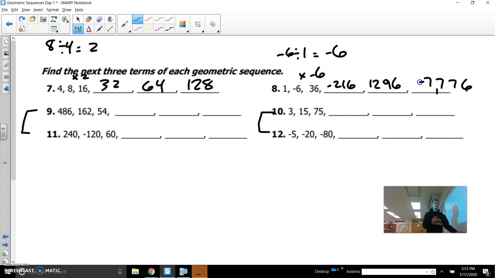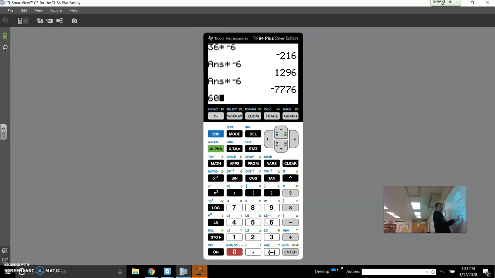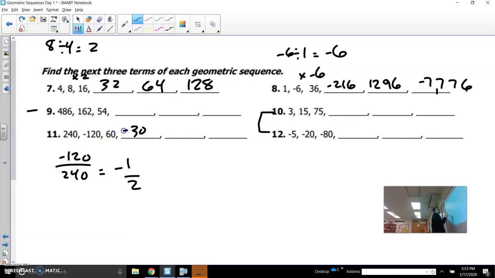In fact, I think I'll do one more. I think I'll do number 11, because that one seems a little challenging. Second number divided by the first number, that would be -1/2. So we are halving over and over and over. I'm going to take 60 and multiply it by -1/2, and that gives me -30. If you continue that, half of -30 would be +15. And then multiply that by -1/2, and that's -7.5. So I left 3 for you to try. You try 9, you try 10, and 12.